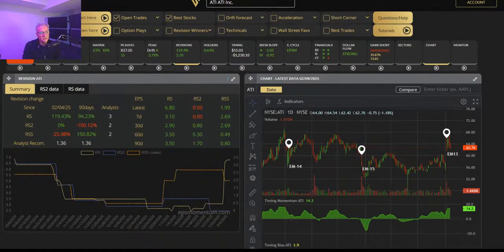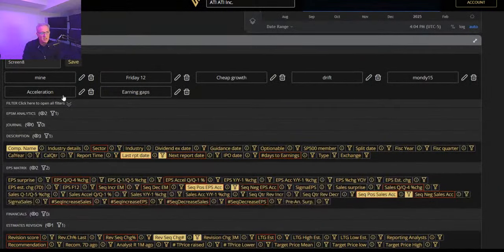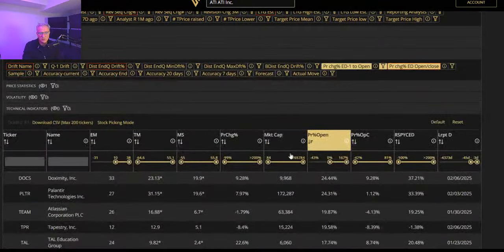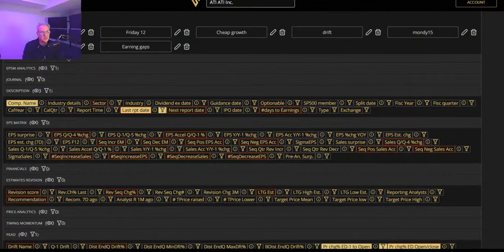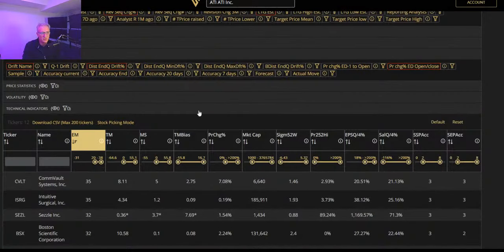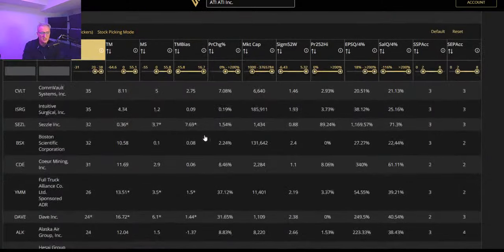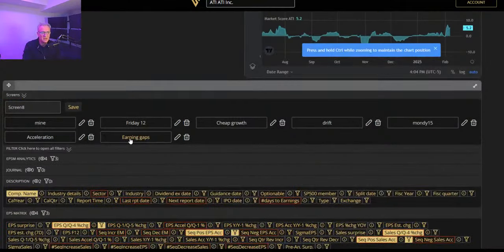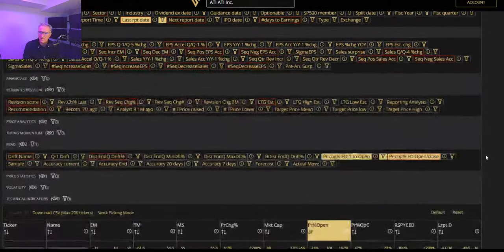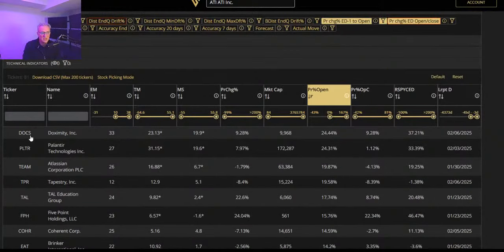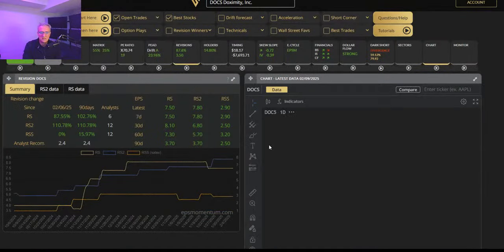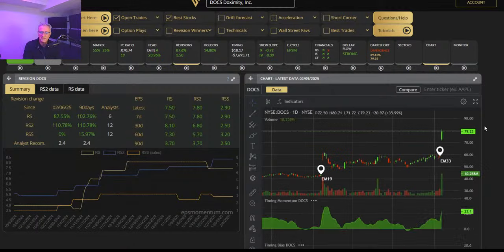Okay, so very easy. You can click on your earnings gap search here, and it brings all your search back. Or you can click on acceleration, and it brings all your acceleration back there. And you get your search pre-canned and done. Let's focus on earnings gap. And then you get all your names, and you can click on Doximity here and get all the information. Again, very easy to filter for the good stocks.